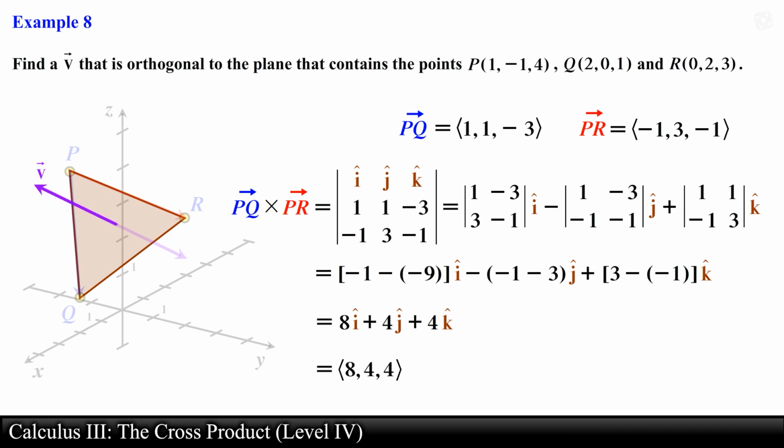Alright, in our next video, we will switch gears and start covering and proving the algebraic properties of the cross product.